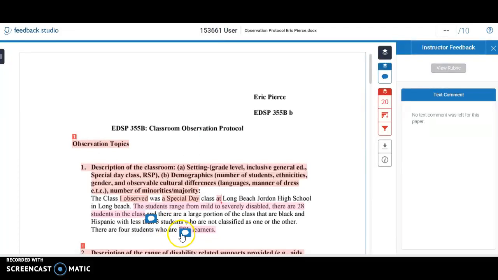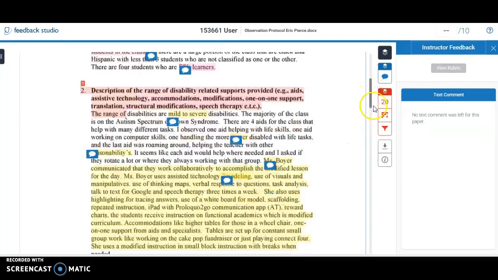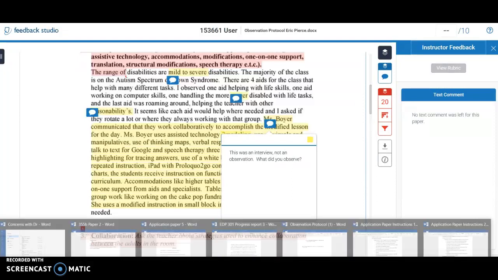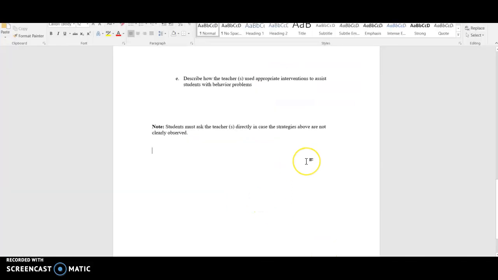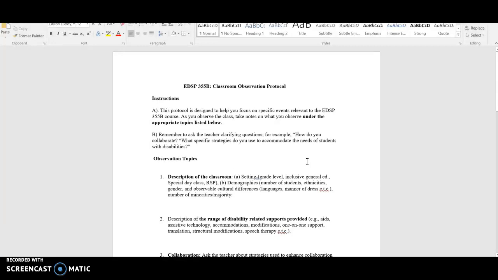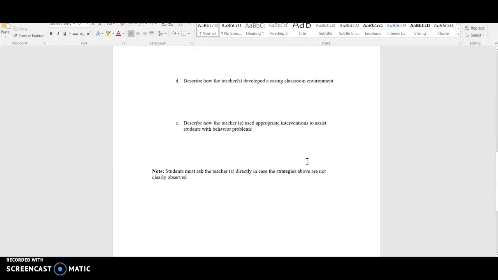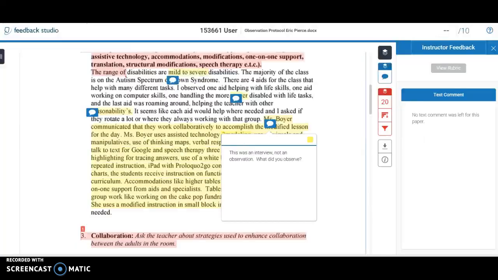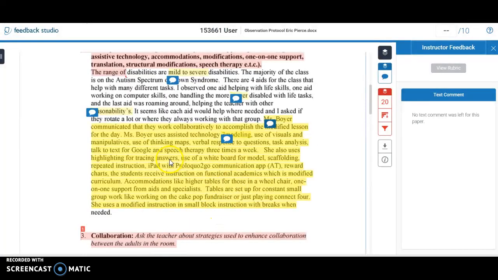So she's correcting me there. And she says, "Oh, this is an interview, not an observation. What did you observe?" Okay. So I went back to the paper, the observation protocol. Here's the paper. Here's the instructions. Protocol must be designed. Remember to ask the teacher clarifying questions. How did you collaborate? Exactly. Then it says, note, students must ask the teacher directly in case strategies above are not clearly observed. So if we ask the teacher, I like to quote the teacher.